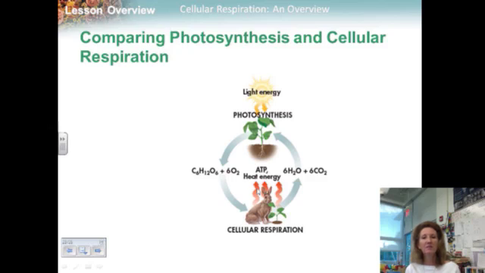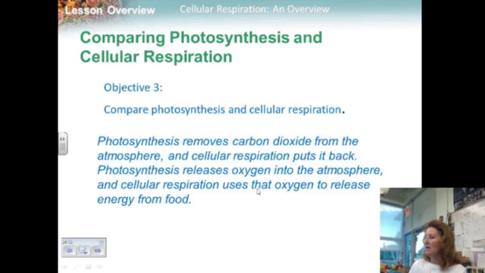The release of energy by cellular respiration takes place in plants, animals, fungi, protists, and most bacteria. Energy captured by photosynthesis, though, only occurs in plants, algae, and also some bacteria. So objective 3 was to compare photosynthesis and cellular respiration. Photosynthesis removes carbon dioxide from the atmosphere, and cellular respiration puts it back. Photosynthesis releases oxygen into the atmosphere, and cellular respiration uses the oxygen to release energy from food.